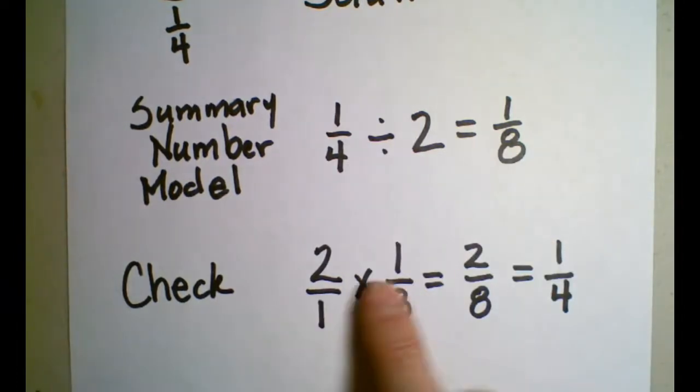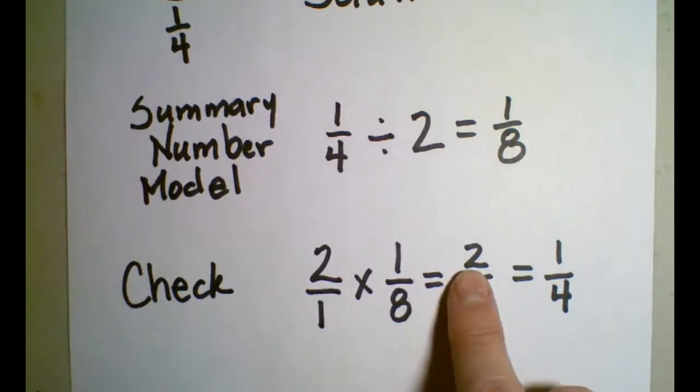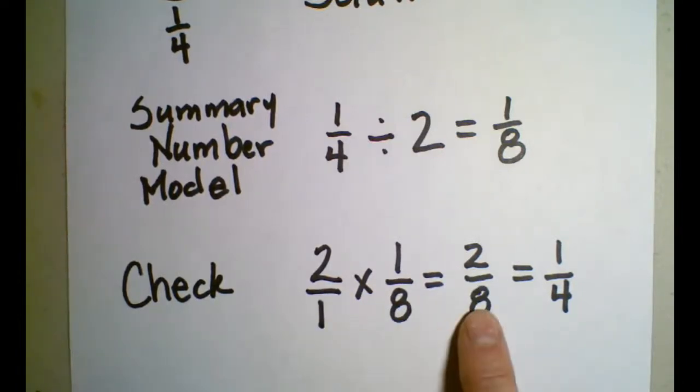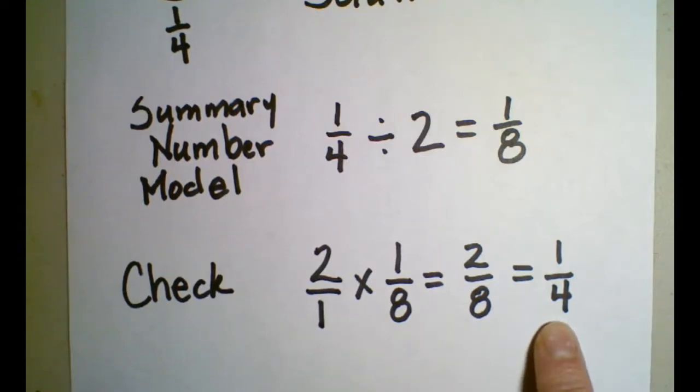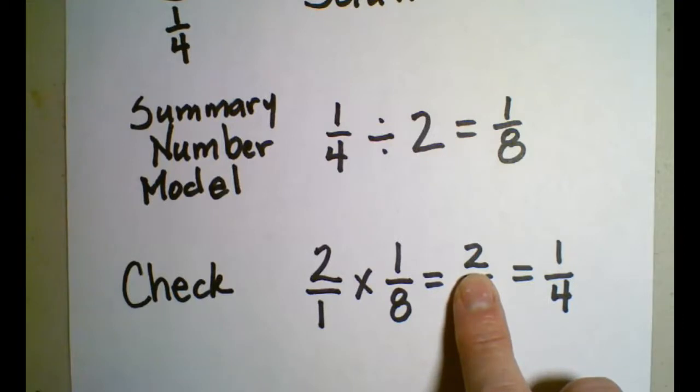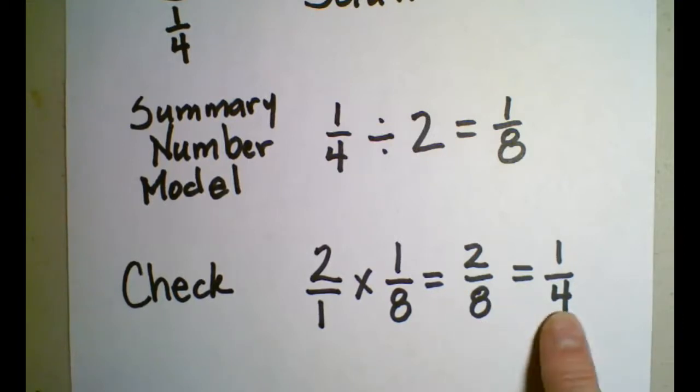When I multiply that out, 2 times 1 is 2, 1 times 8 is 8, so I get 2/8 as my answer, and 2/8 can be reduced by dividing the numerator and the denominator by 2. 2 divided by 2 is 1, 8 divided by 2 is 4.